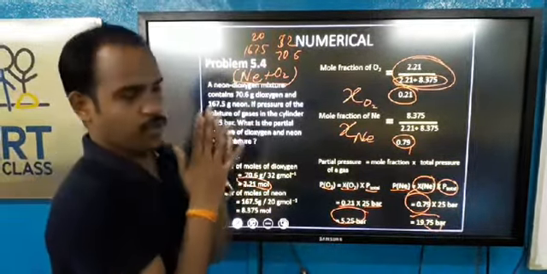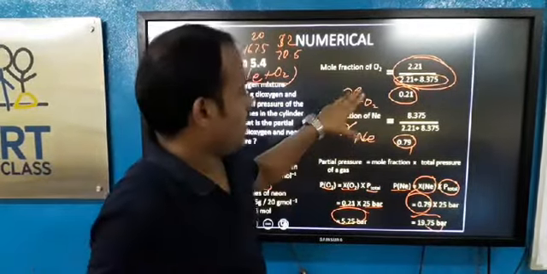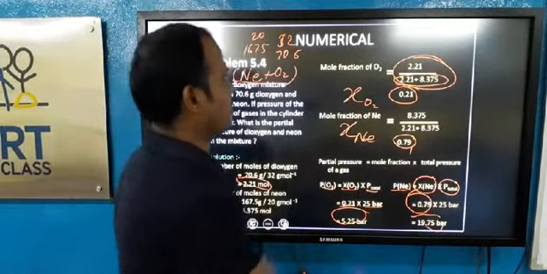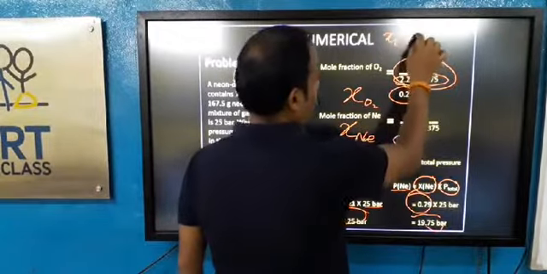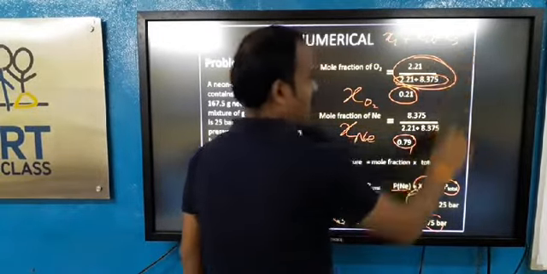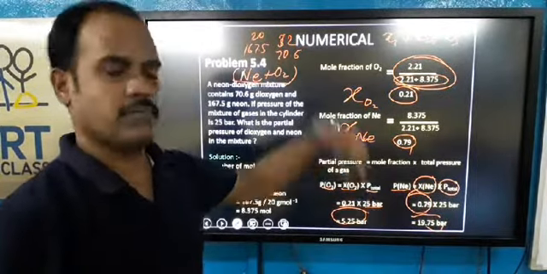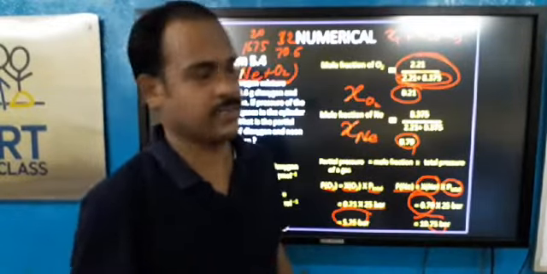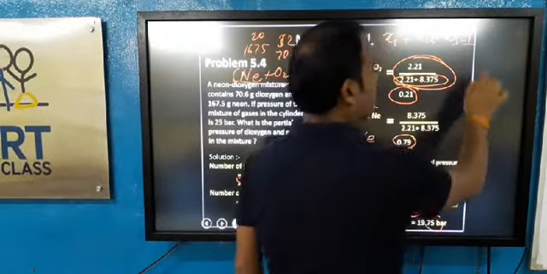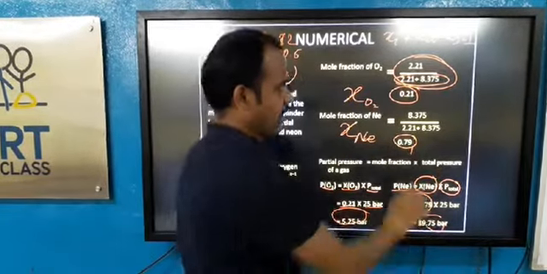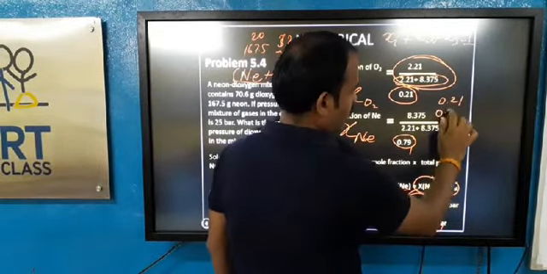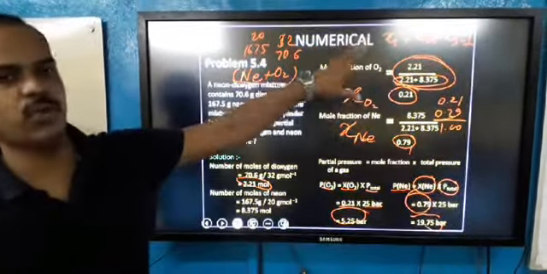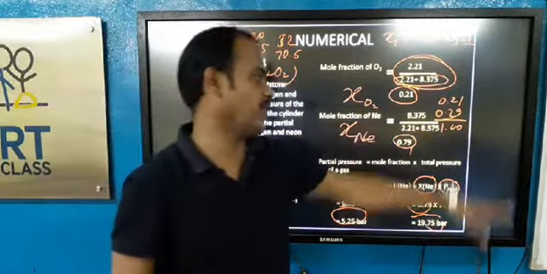Here you see there is an observation: the sum of the mole fractions of all the components is always equal to 1. It means x1 plus x2 plus x3. If there are 3 or 4 components or more than 1 component, then the sum of the mole fractions of all the components is always and always equal to 1. You can see here 0.21 plus 0.79 is equal to 1.00. So the sum of the mole fractions of all components is always 1.